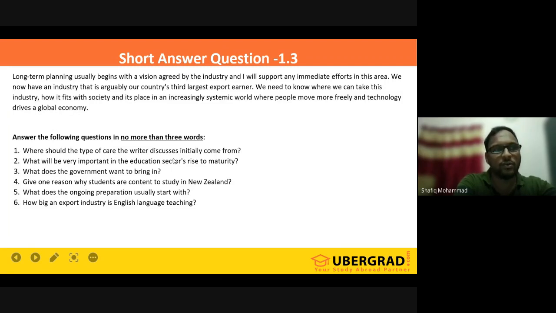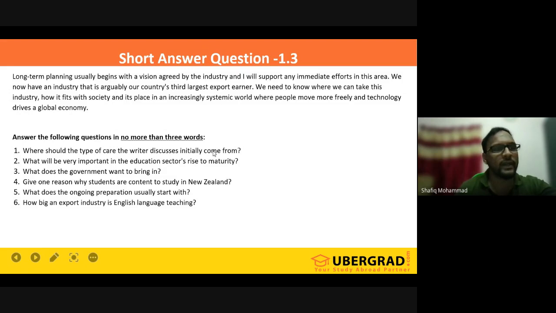Okay. So how will you keep to three words? Students' home country, or home country. Don't write "the", okay? Because then it will be four words. So students' home country, or home country, will be the first answer. Next, what will be very important in the education sector's rise to maturity? The answer should be education standard.